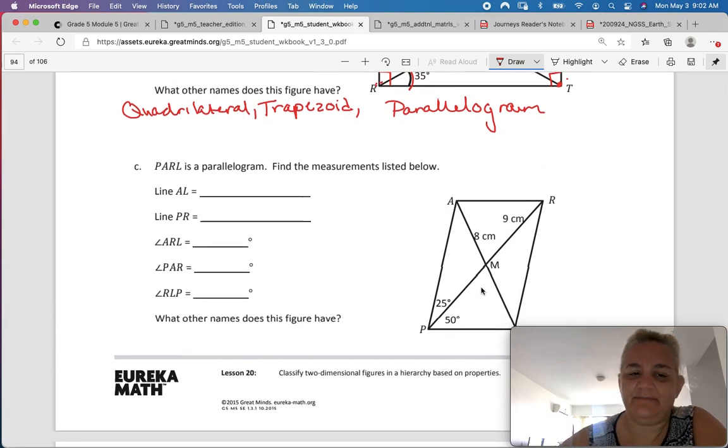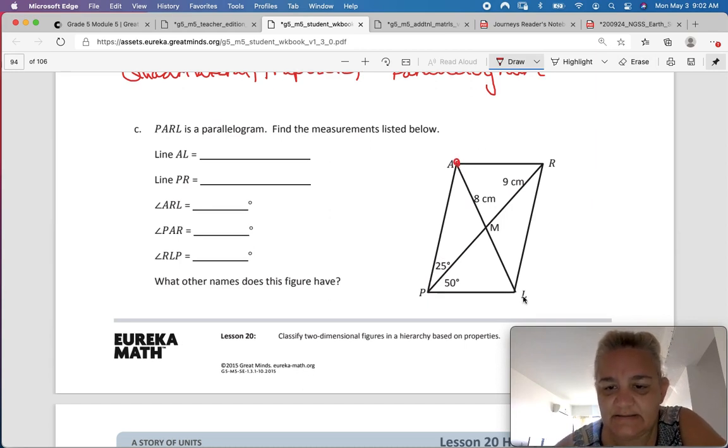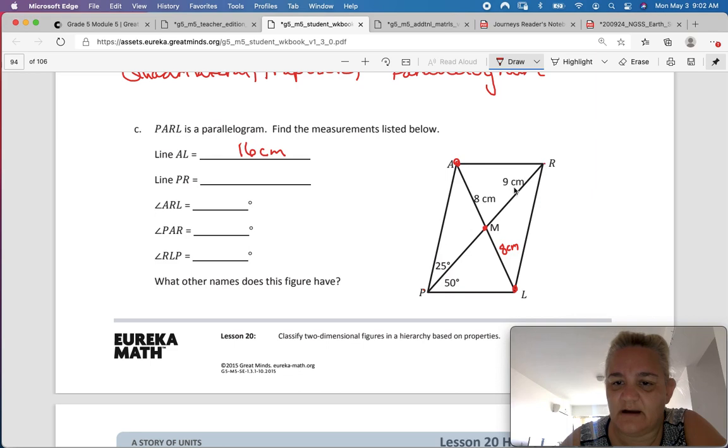PARL, P-A-R-L, is a parallelogram. Find the measurements listed below. Line AL, A to L. Okay, so we know from A to M is 8, and we know it got cut in half, so that means this is also 8. That makes this 16 centimeters. Line PR, P to R, well, we know this side is 9 centimeters and this side is also 9 centimeters. So 9 plus 9 is 18 centimeters.